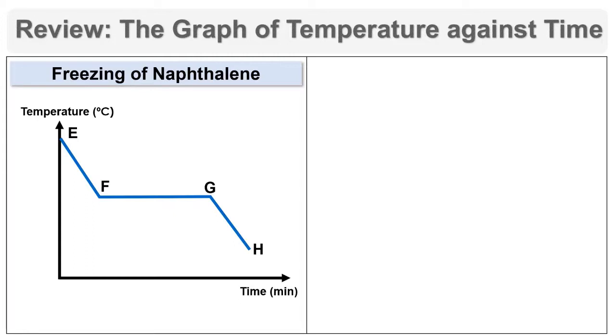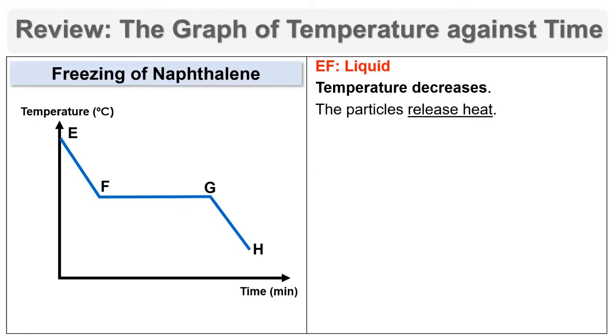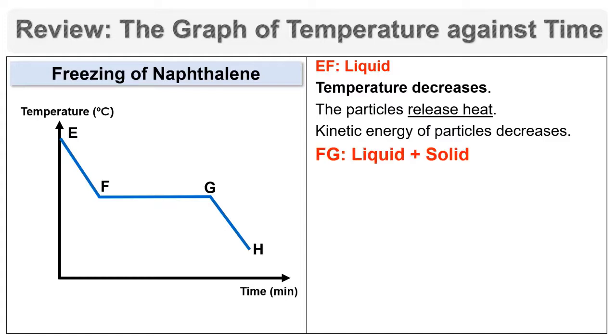This is a graph of temperature against time for cooling naphthalene liquid to solid. From E to F, temperature decreases. Naphthalene exists in liquid state. When cooled, the particles release heat and move slower. Particles lose kinetic energy.